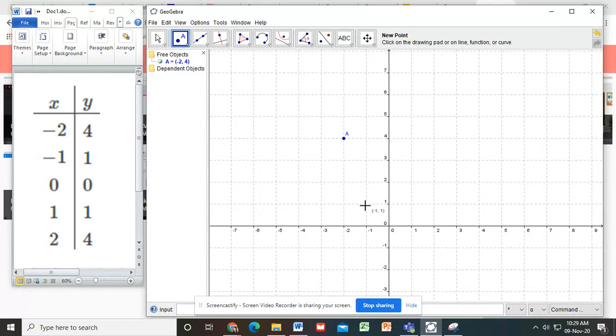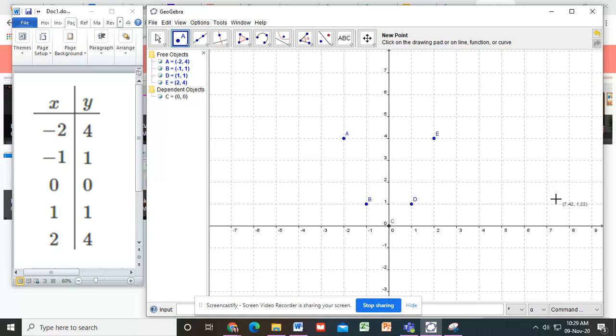So again, their intersection is our point given. Next we have 0, 0. It is in our origin. Next is 1, 1. We have here +1 x value and +1 for y. There it is, 1, 1. And lastly, we have +2 for the x value and +4 for our y. And then, there you have it.